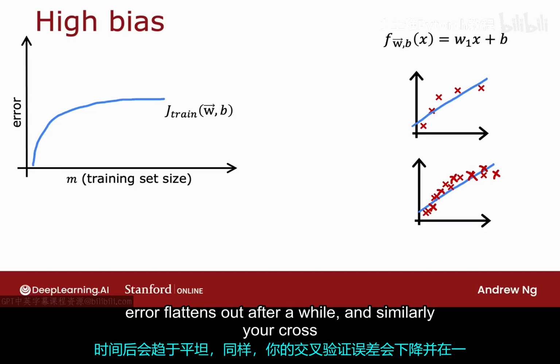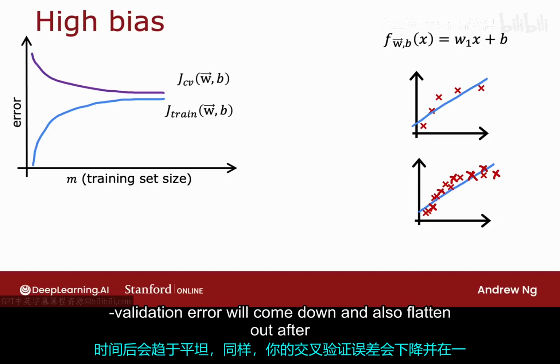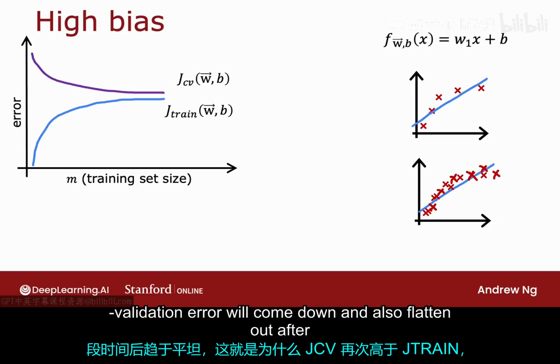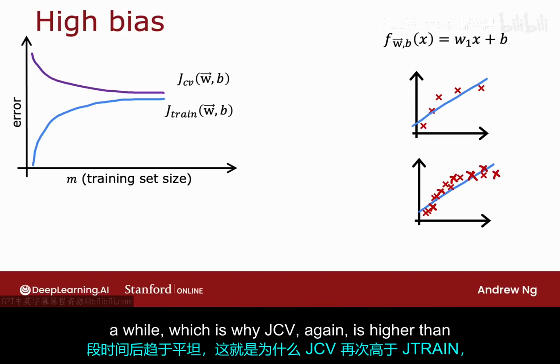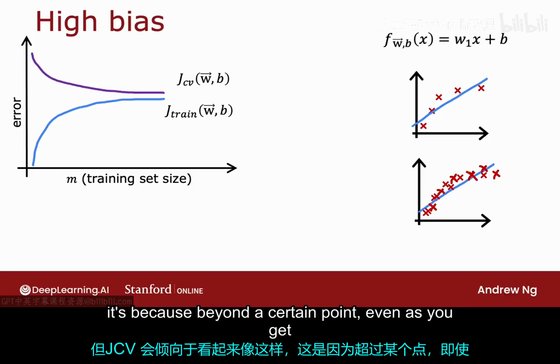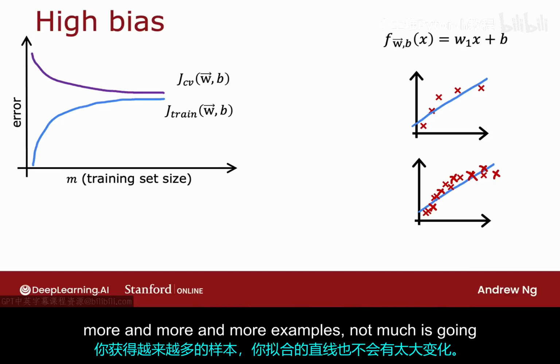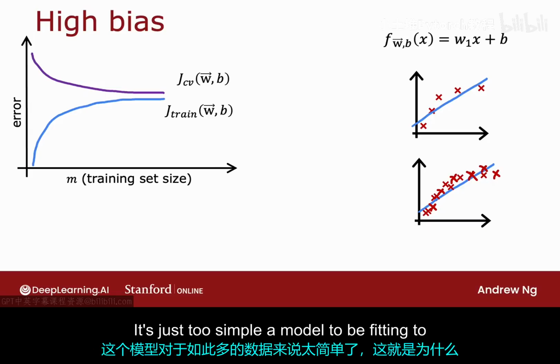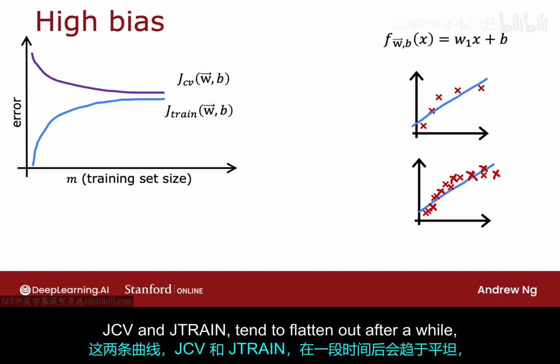And similarly, your cross-validation error will come down and it'll also flatten out after a while, which is why JCV, again, is higher than JTrain, but JCV will tend to look like that. It's because beyond a certain point, even as you get more and more examples, not much is going to change about the straight line you're fitting. It's just too simple a model to be fitting to this much data, which is why both of these curves, JCV and JTrain, tend to flatten after a while.